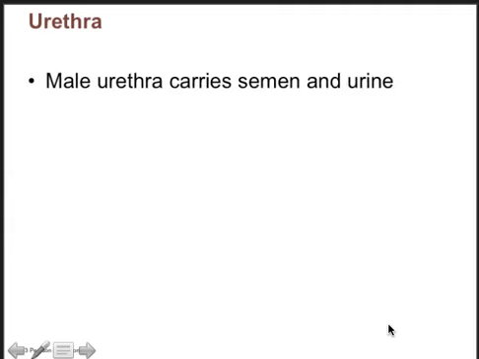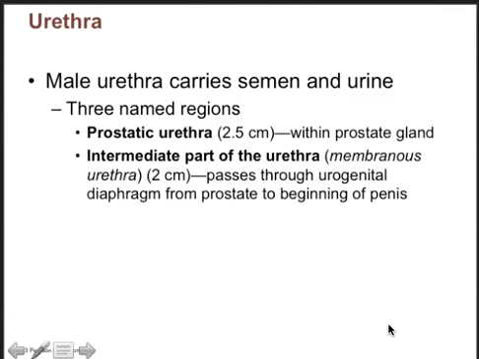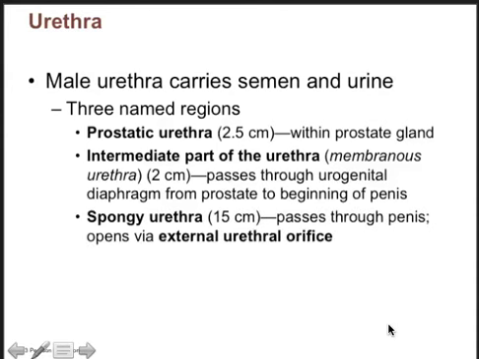The male urethra carries both semen and urine. It has 3 regions: the prostatic urethra, which is contained in the prostate gland; the intermediate part of the urethra, known as the membranous urethra, which passes through the urogenital diaphragm from the prostate to the beginning of the penis; and the spongy or penile urethra that passes through the penis and opens via the external urethral orifice.